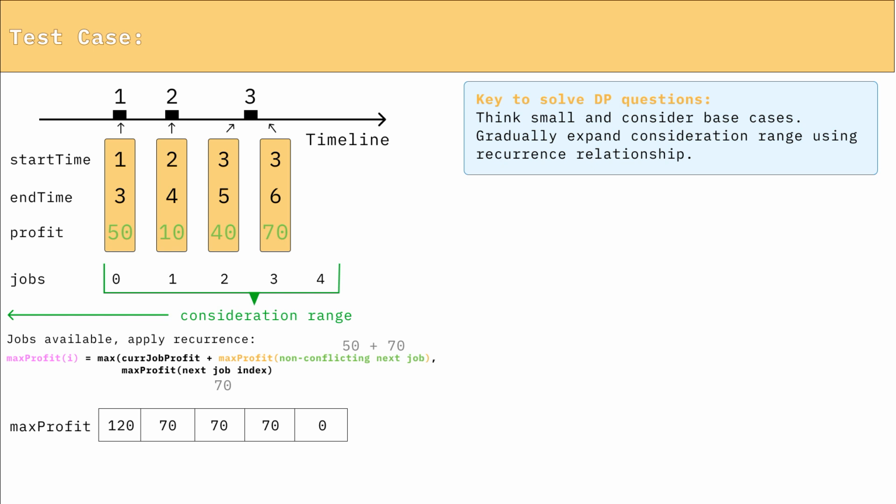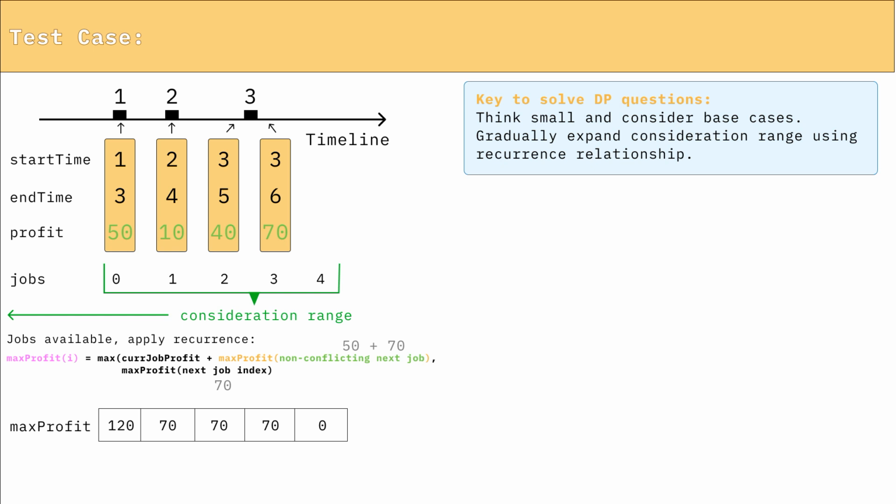Finally, we add our last job in our list, the job at index 0, into our consideration range. If we take job 1, then besides taking job 1, we are still allowed to take other jobs without creating any time conflict, so our max profit would now be 50 plus 70, which is 120. And if we choose to skip this job, we are going to have a profit of only 70. Therefore, we take the higher one, which is 120, and put it into index 0 of our max profit array.